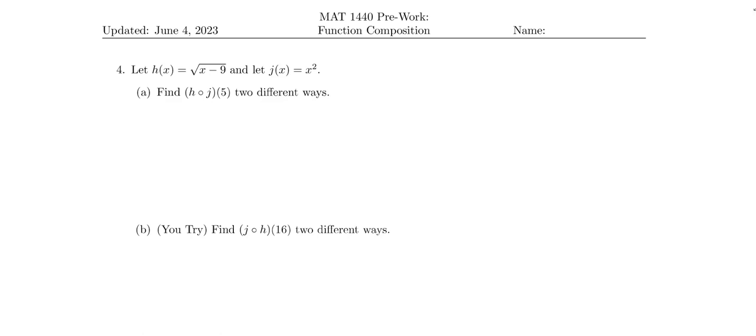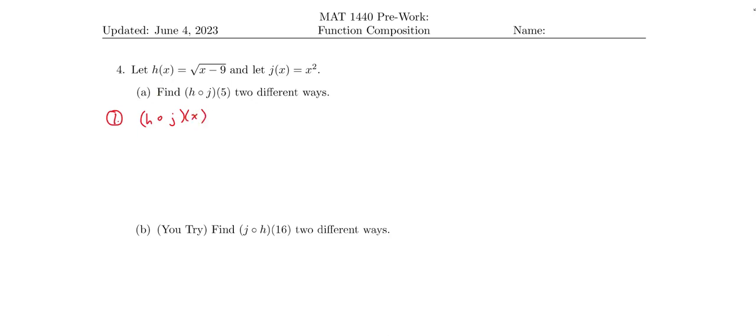So folks, let's just do a couple more of these function composition problems. Here I'm asking you to find h composed with j of the number 5. I want you to do this two different ways. The first method is the more useful method, but it is the long way around the barn for this particular problem. That is, I'm first going to find h composed with j of x.